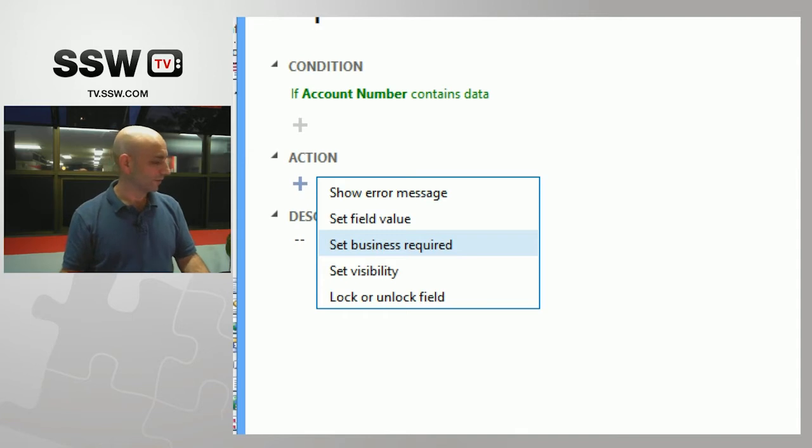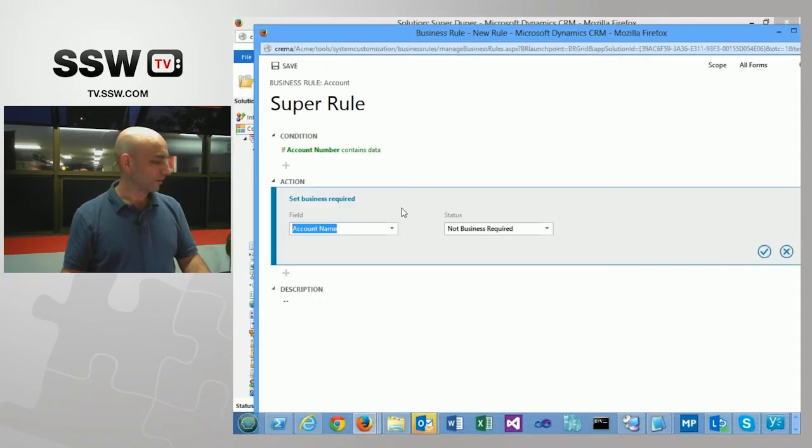Okay. Cool. Anyway, so I'm setting business requirement, and I'm putting ACN. I'm saying business required. Okay.